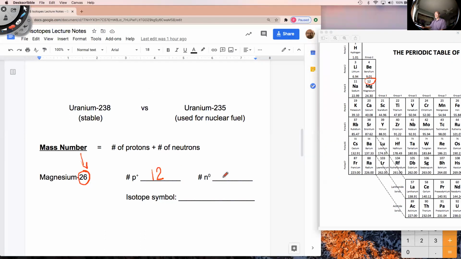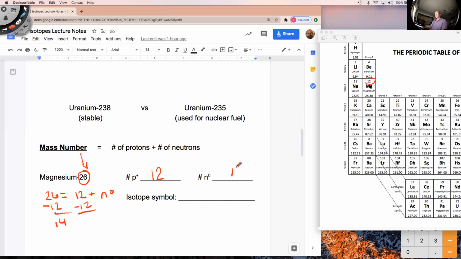Well, how many neutrons do we have? Well, that's going to be 26 equals, because the mass number equals the number of protons plus that. So let's take our calculators out and go 26 minus 12, which equals 14.